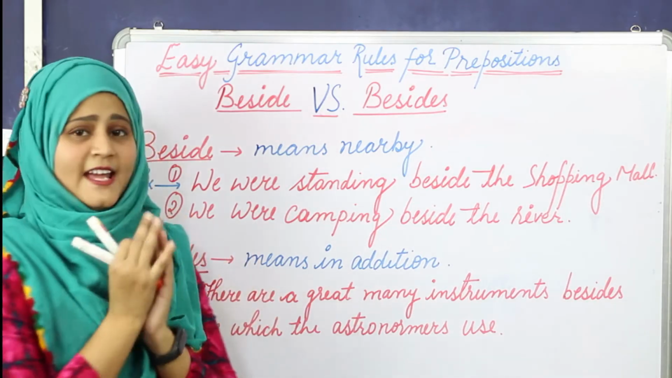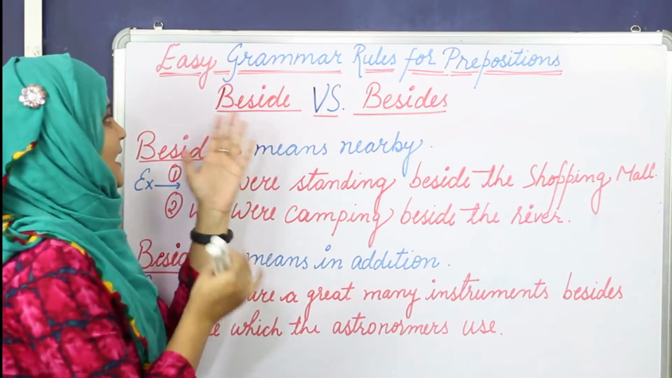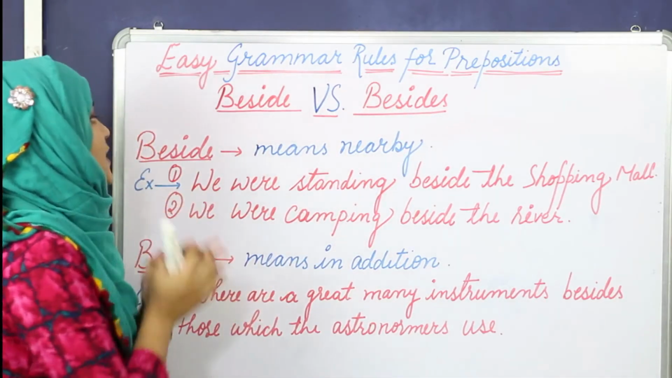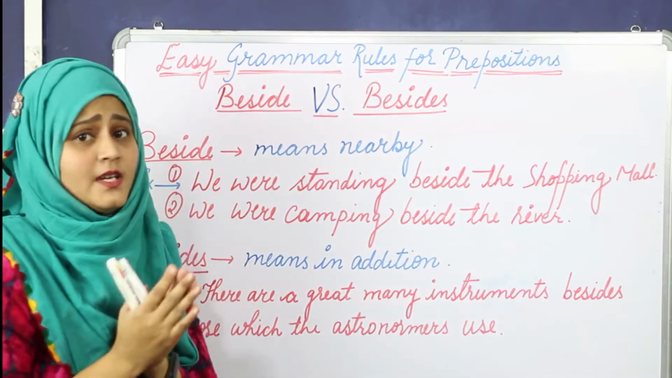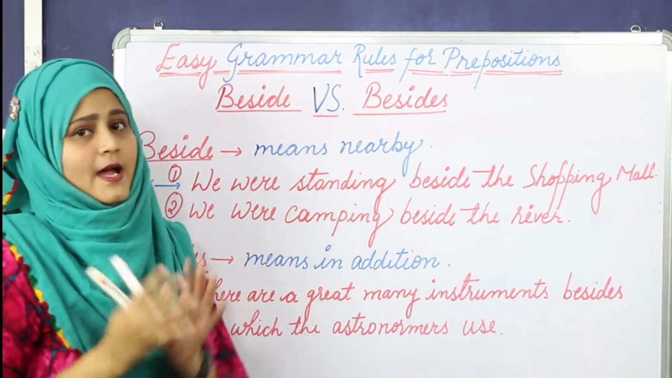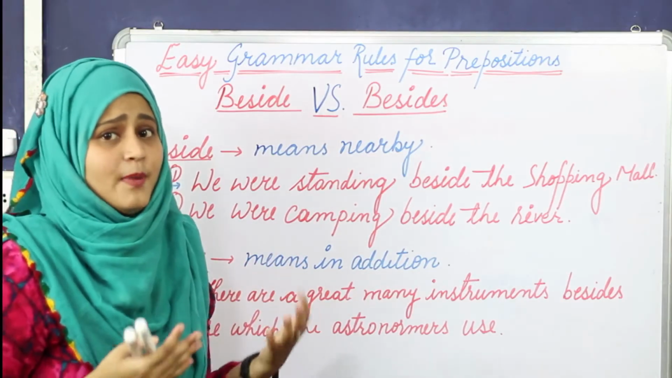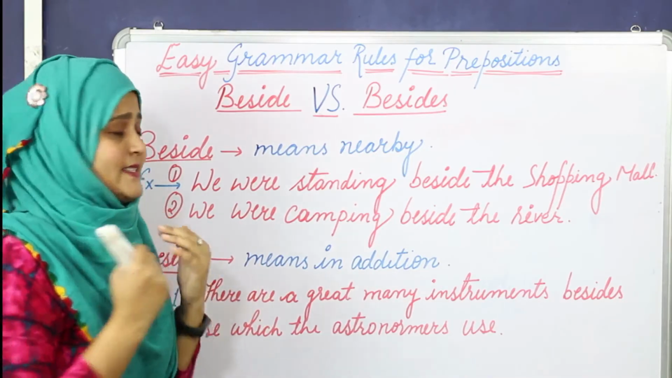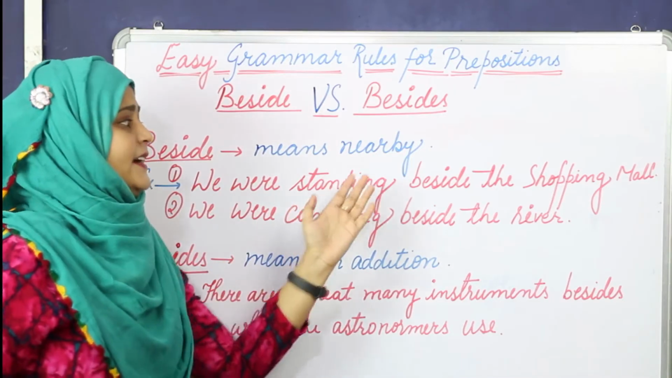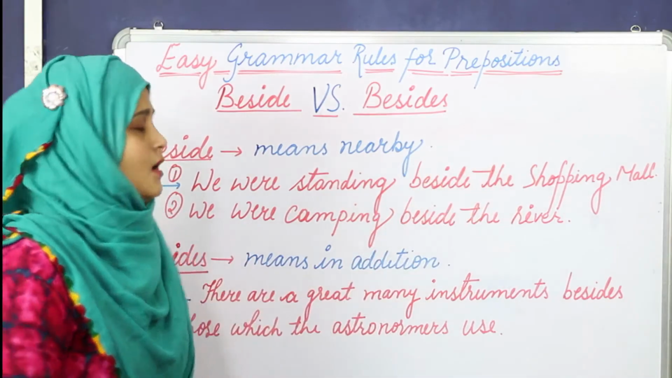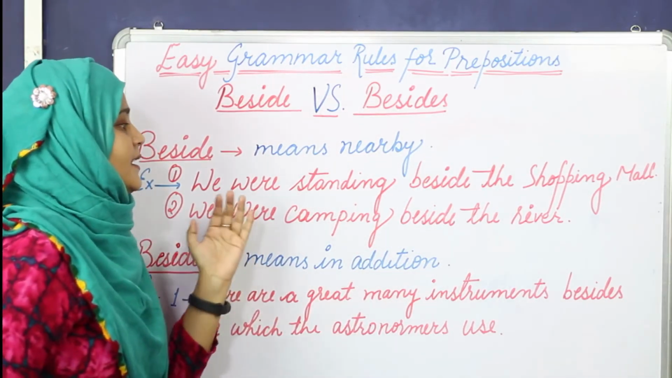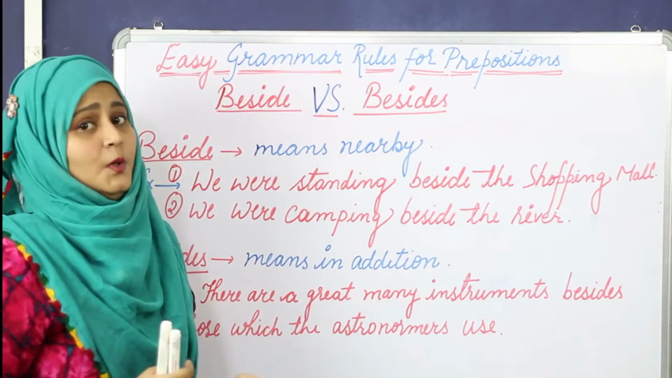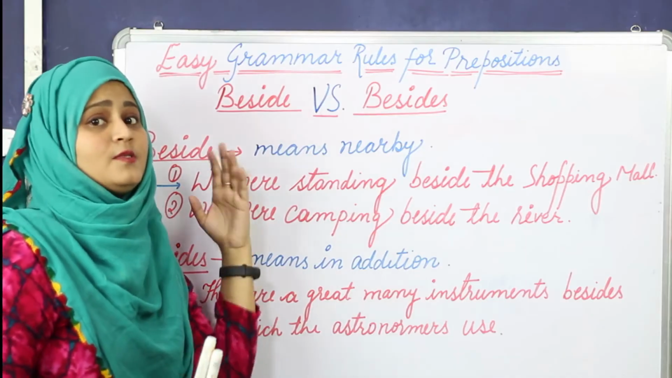So here the next preposition is beside versus besides. The first one is beside. Beside is also a preposition which means nearby. If we have something nearby, then we have to use beside. For example, I would like to tell you one example. We were standing beside the shopping mall. The next one is we were camping beside the river. So for something beside you, nearby you, you have to use this.